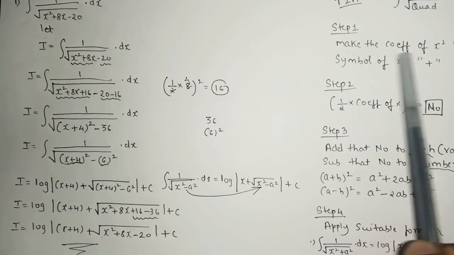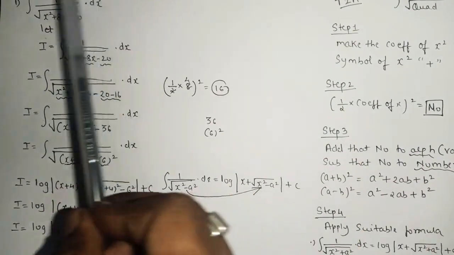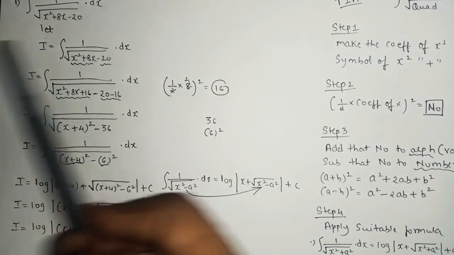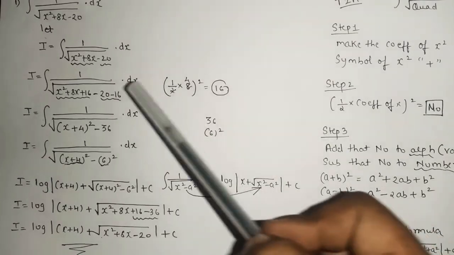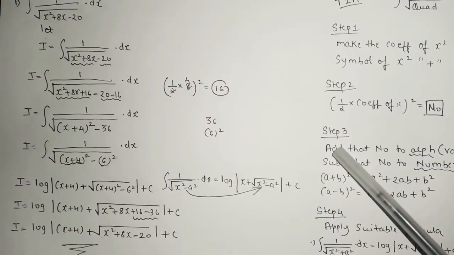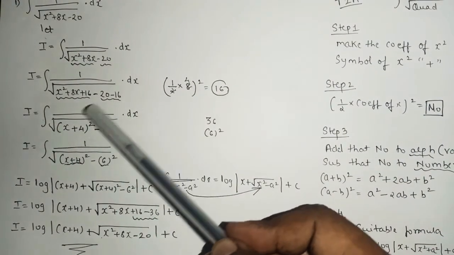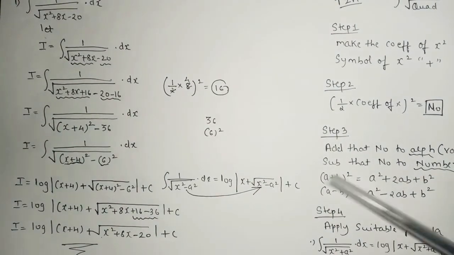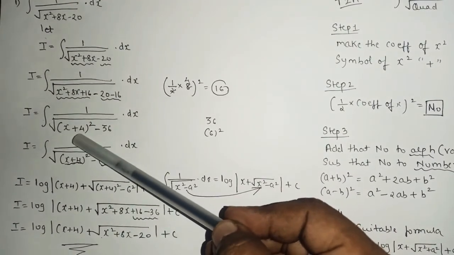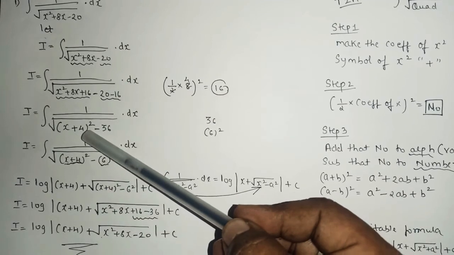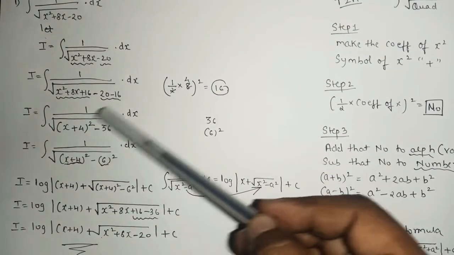First step is to make the coefficient of x square 1. Already it was 1. The sign of x square should be positive. Yes, already it was positive. Then apply the third term formula, where you will get the number. In this you will add that number to the alphabet and subtract that number from the number. After that, this first part will get converted into either a plus b the whole square or a minus b the whole square. As both signs are positive, a plus b the whole square will come.